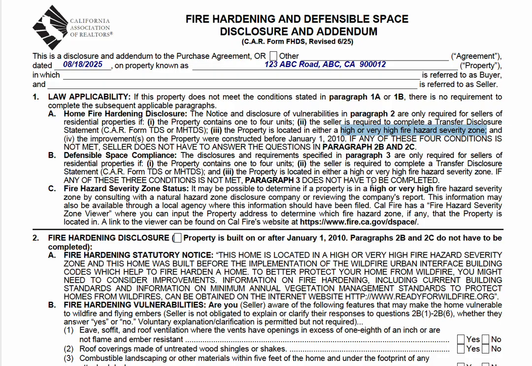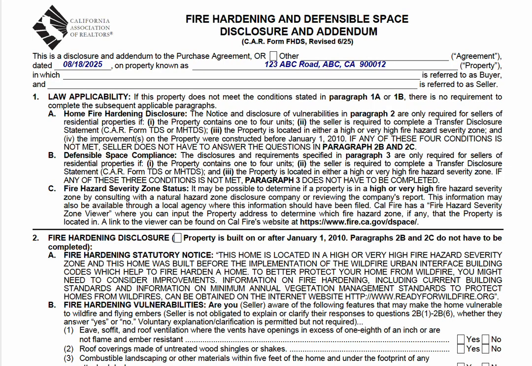Now, how do you know if the property is in a high or very high fire hazard severity zone? Well, the easiest way is to look at the Natural Hazard Disclosure Report, the NHD, okay? So it'll tell you on the NHD if it's in a fire hazard zone, high or very high. Now, what if you don't have an NHD handy?